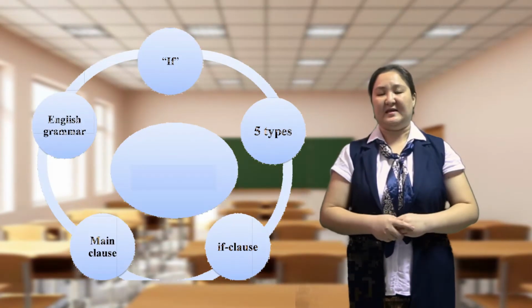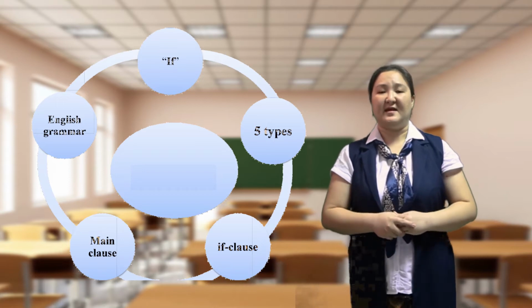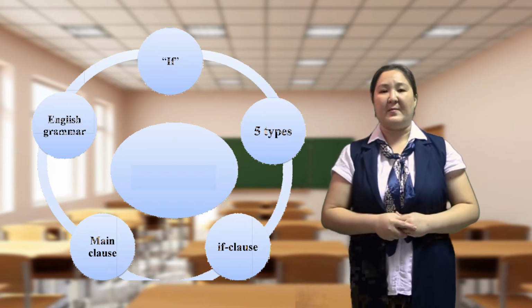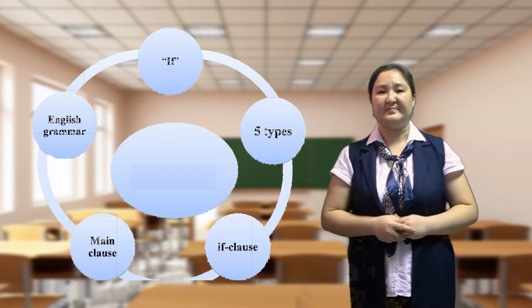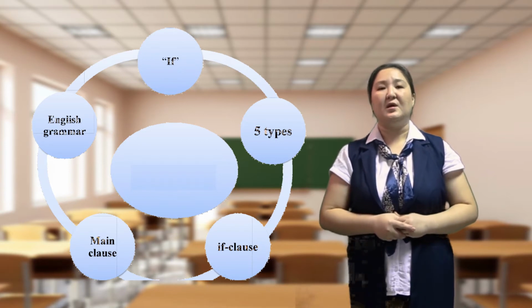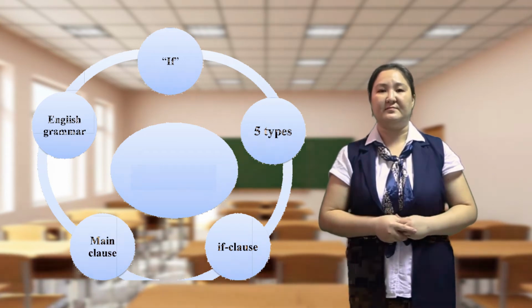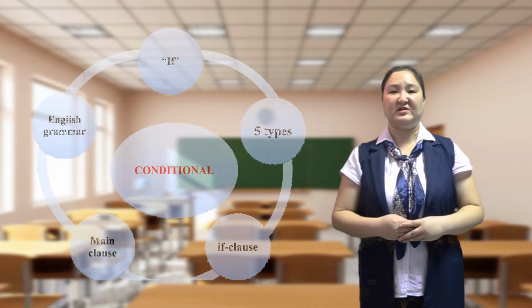Before beginning our lesson, I want to ask you, what theme are we going to learn with you? The theme of our lesson consists of the following structure. It's English grammar. Every sentence begins with the word if. This English grammar is divided into 5 types. Sentences using the main clause and the if clause. Are you right? Today we have the theme about the conditional.